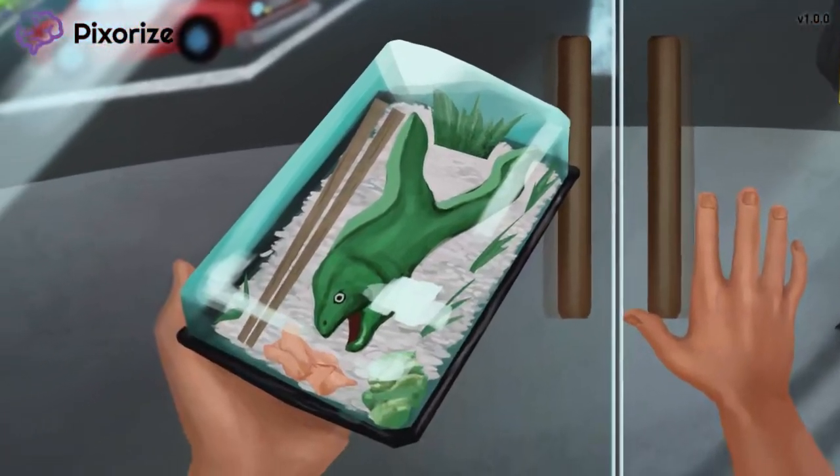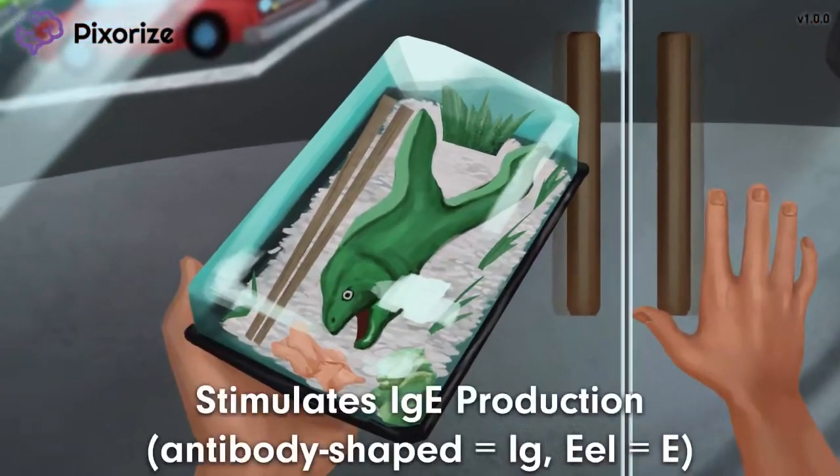Now, let's take a look at the eel sushi in my hand. Must be leftovers from the office lunch. But this eel is cut in such a way that it looks Y-shaped, kind of like an antibody. This antibody-shaped eel happens to be our symbol for the IgE antibody. Get it? It's antibody-shaped to help you remember that it's an immunoglobulin, the fancy term for an antibody. And eel is here to remind you of the letter E, since E sounds like eel.